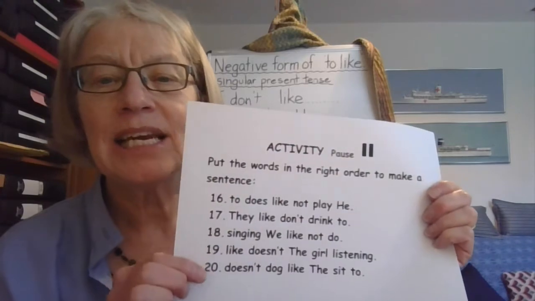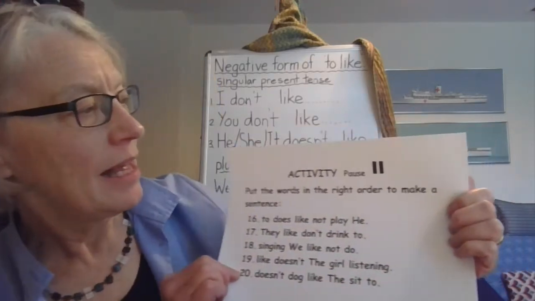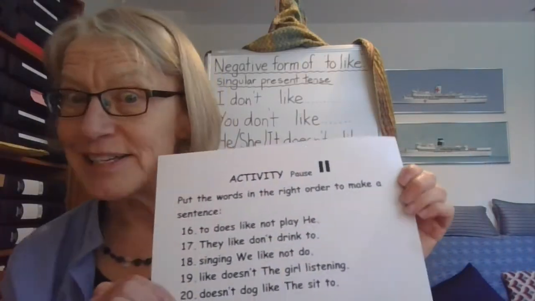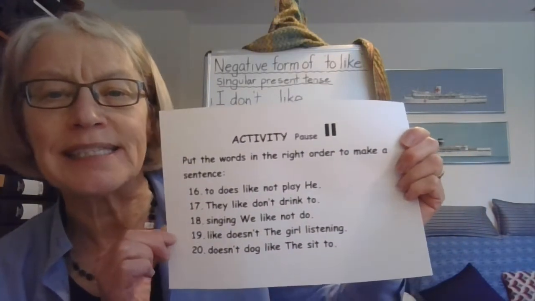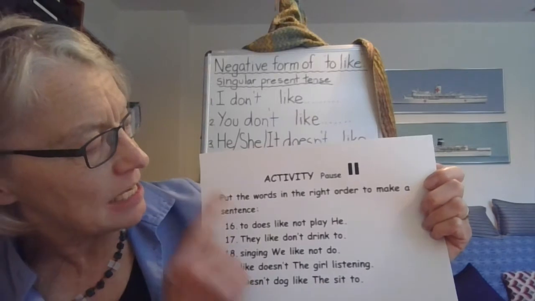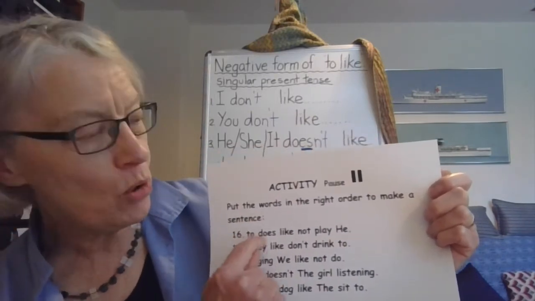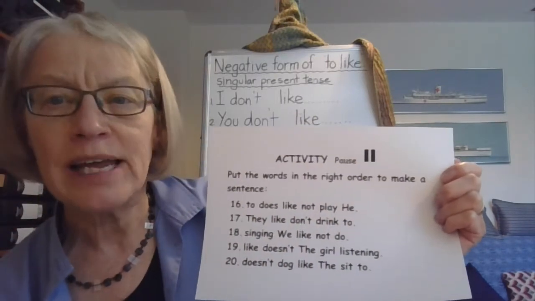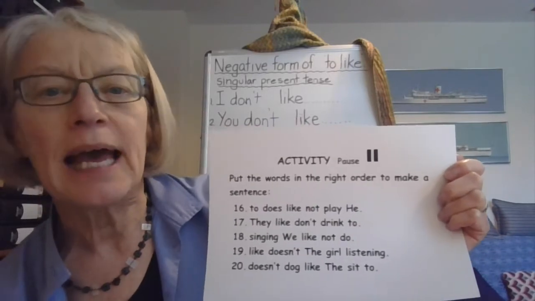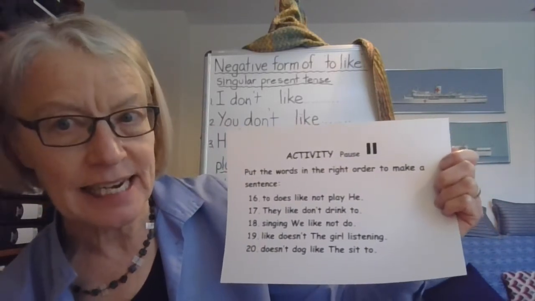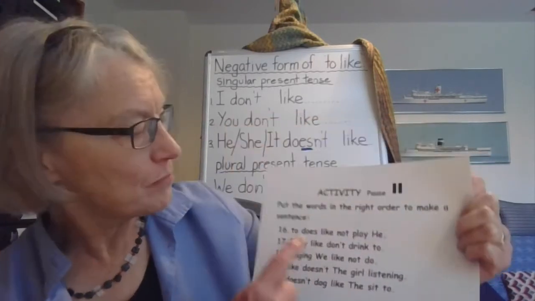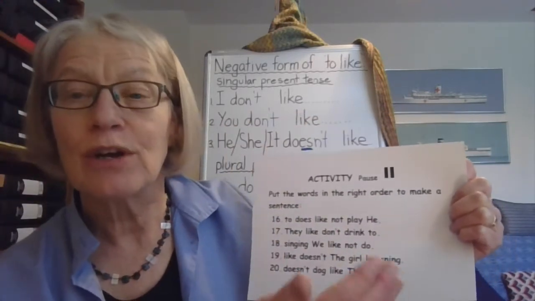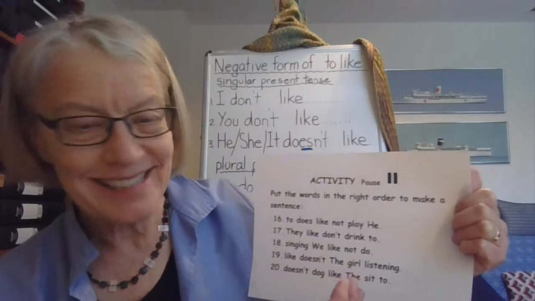Numbers 16 to 20. And this is quite hard, so you will definitely have to pause whilst you do this. Number 16, what you have to do is put these words in the right order to make a sentence, and it will be a negative like sentence. So it will either be do not, don't, or doesn't.